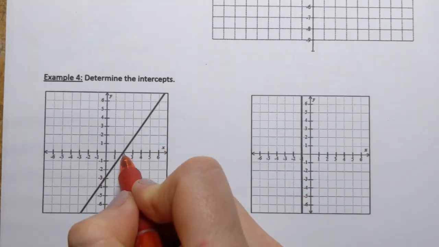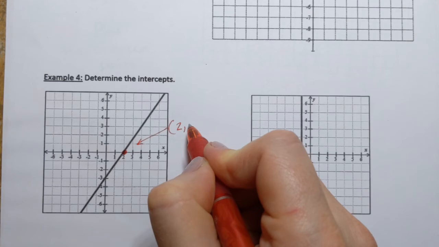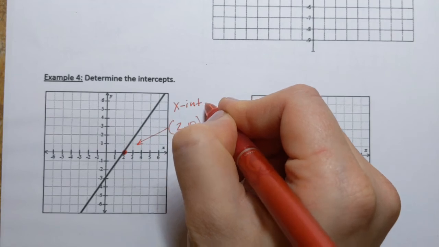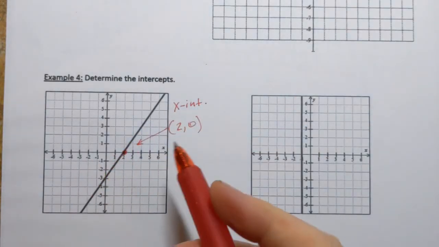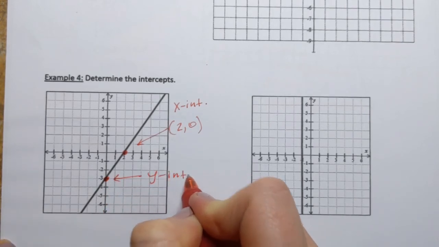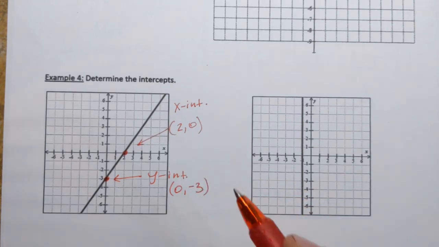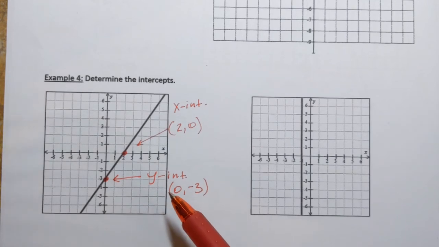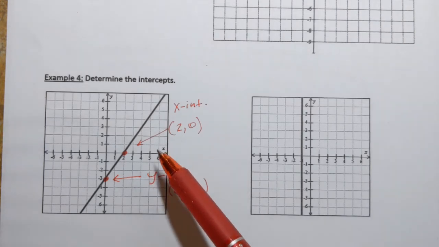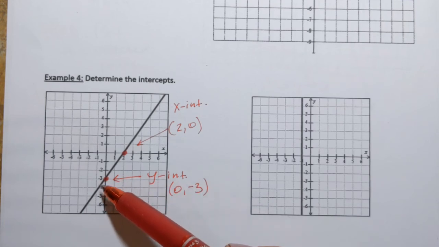So this graph crosses the x-axis here at this point. What is the coordinate of that point? Well, the x-coordinate is 2 and the y-coordinate is 0. So that is the x-intercept, because at this point the graph crosses the x-axis. And that's where it crosses the y-axis. So that must be the y-intercept. And the coordinate of that point is 0, -3. So these are the intercepts of this graph. By the way, it's also common to describe x and y intercepts by just one number. So in this case, I would say the x-intercept is 2 and the y-intercept is -3.